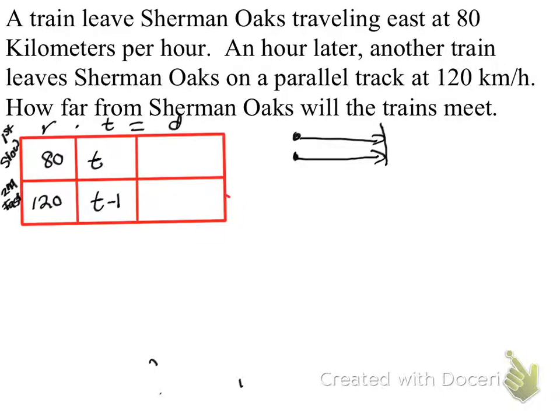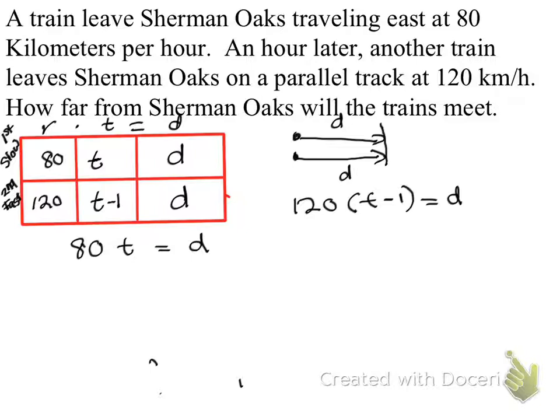Now, do we know their distance? But what's implied? They meet at the same place. So this distance is the same as this. If I don't know it and it's the same, I can use the same variable. So now what are my two equations? Let's go with somebody I haven't heard from. How about Sean? 80t equals D. Mm-hmm. And the other one? 120 times the quantity of T minus 1.